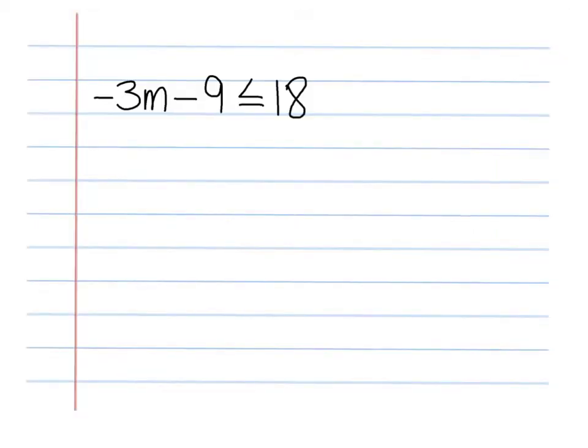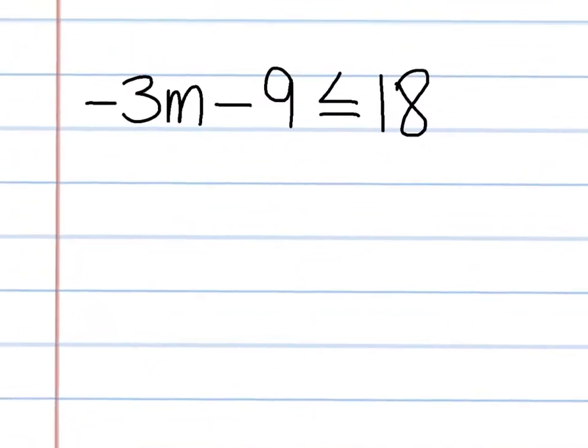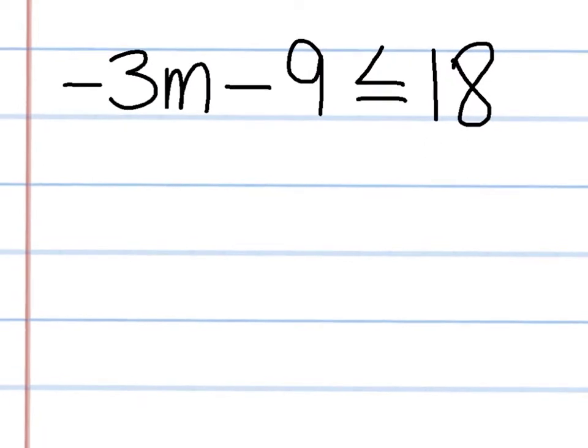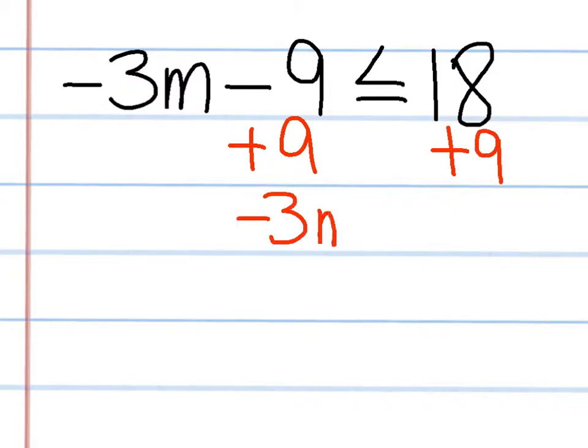Okay, for example 2, this time we have a negative coefficient in front of our m. We have negative 3m minus 9 is less than or equal to 18. Okay, what's the first thing we need to do? We add 9 to both sides. On the left, we'll have negative 3m less than or equal to 18 plus 9, which is 27.